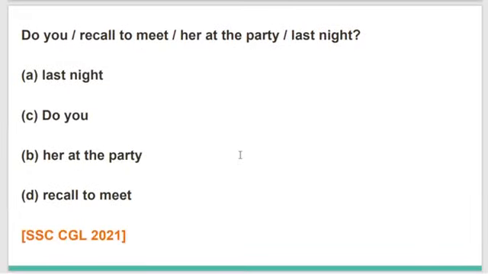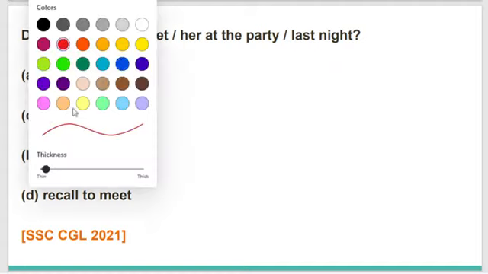Coming to the first question. Do you recall to meet her at the party last night? Let's read the question once more. Do you recall to meet her at the party last night? It is very convenient and easy for us to find out the option where the error is actually lying.